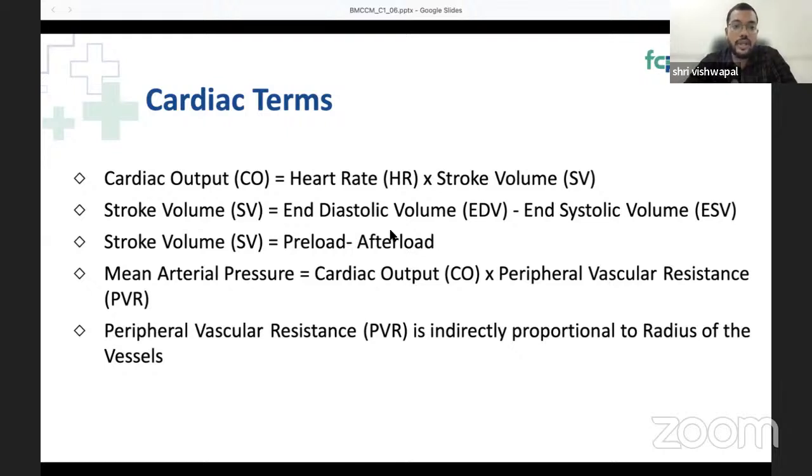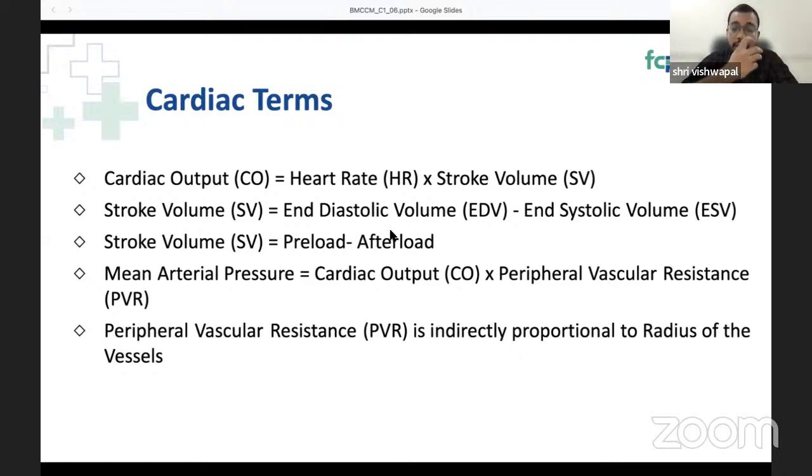Okay, the next formula we'll see is mean arterial pressure, which is termed as MAP. MAP is the multiplication of cardiac output and the peripheral vascular resistance. We know what cardiac output is, but let's see what peripheral vascular resistance is. Peripheral vascular resistance is the resistance created when the blood flows through an artery or a vein.